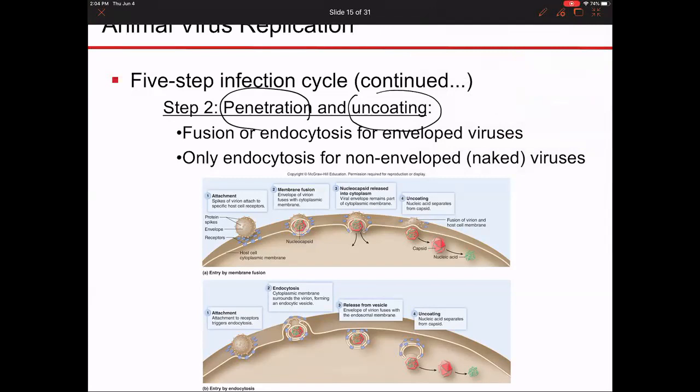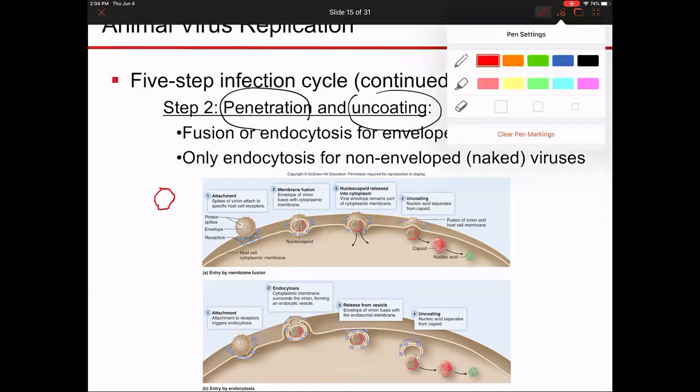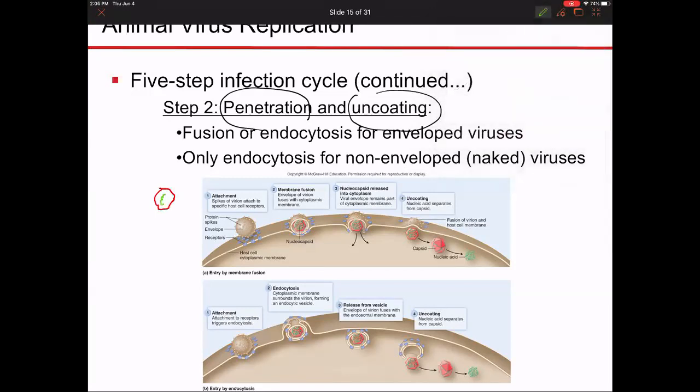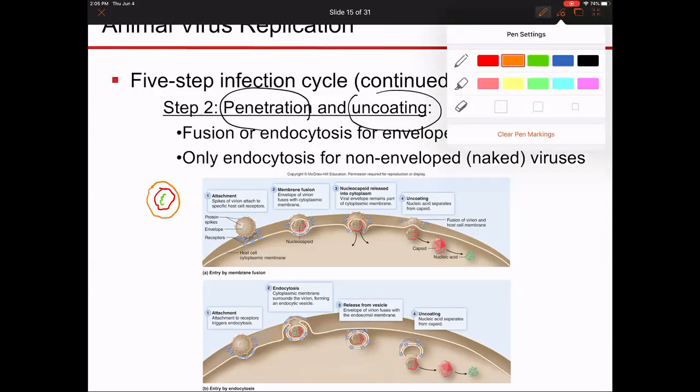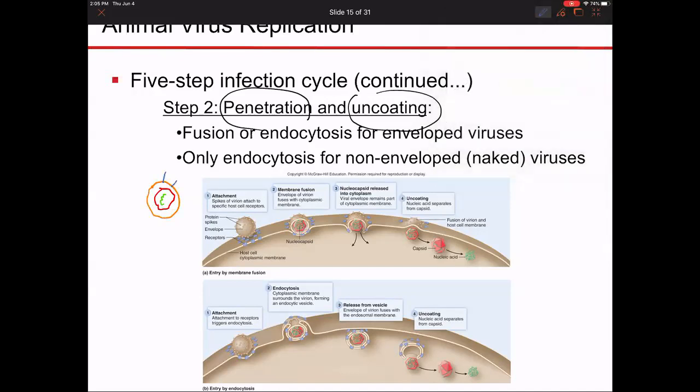If we are talking about a virus that has that capsid with the genome inside, and then on top of that has an envelope with the spikes on that surface, only in the case of enveloped viruses could use this strategy of attaching to the surface of the cell by interacting with the specific receptor.